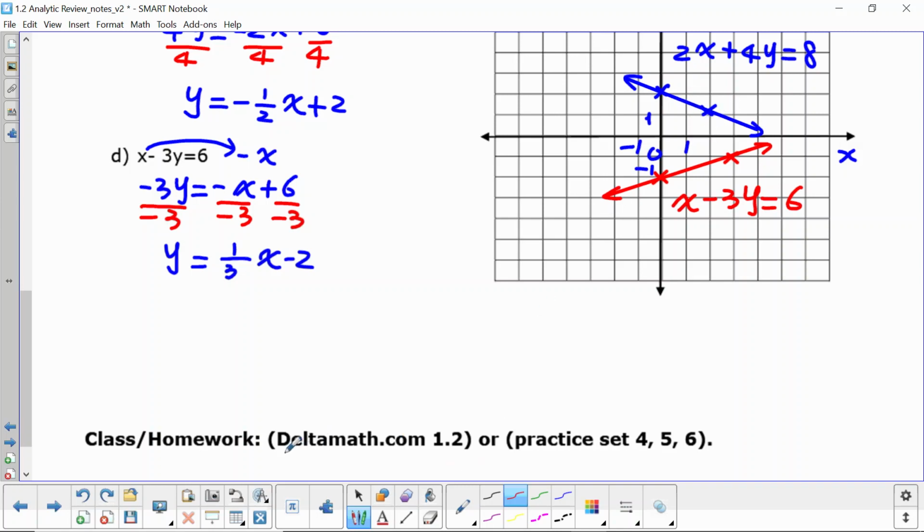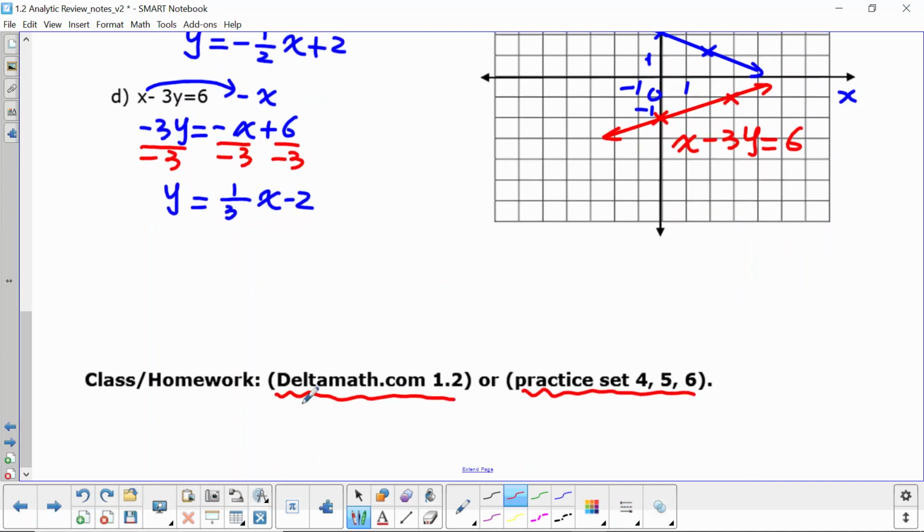And today's class homework is deltamath.com 1.2, all paper and pencil work, practice sites 4, 5, 6. I highly encourage you to do the work on Deltamath because in the future we may have an online test. This means you do either this one or this one, not both. One of the tools, you don't need to do both.